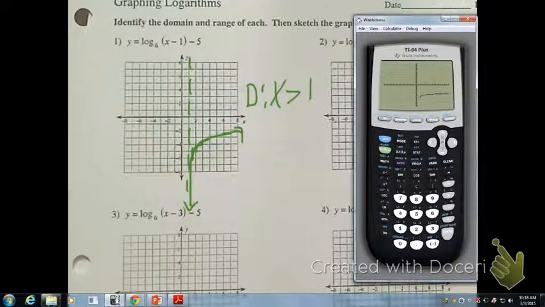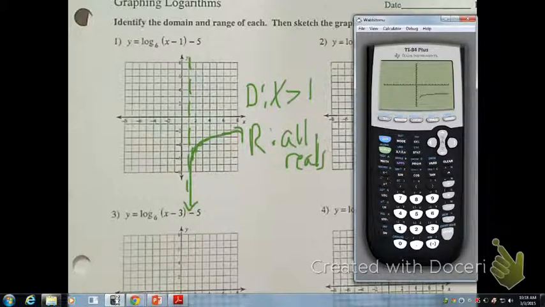What about our range? What are all our possibilities for y's? All of them, yes, right? All of them, because even though he increases slowly, he will increase to infinity, and he will continue to decrease next to that asymptote, right, into infinity. So our range will be all reals.